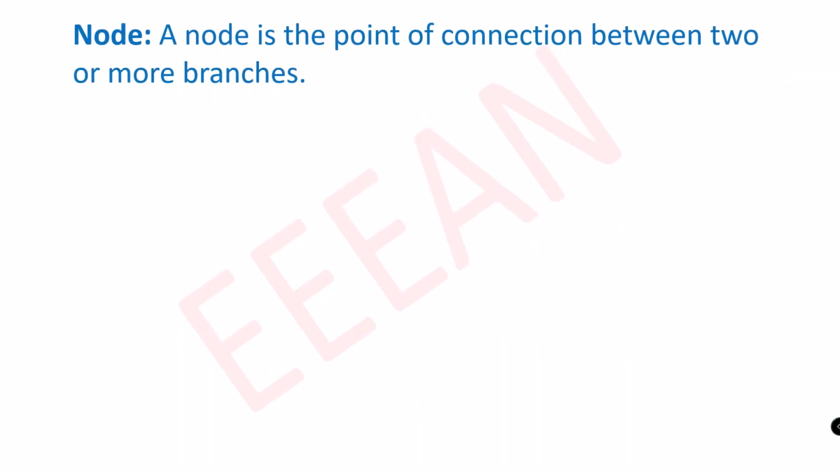What is a node? A node is the point of connection between two or more branches. Look at this circuit. The point A connects the two branches, the resistance and the inductance, and the point B connects the two branches, the inductor and the capacitor, and these 2 points A and B are the nodes of this circuit.